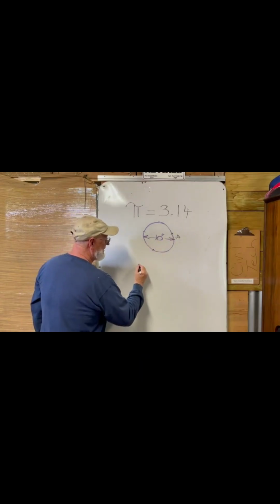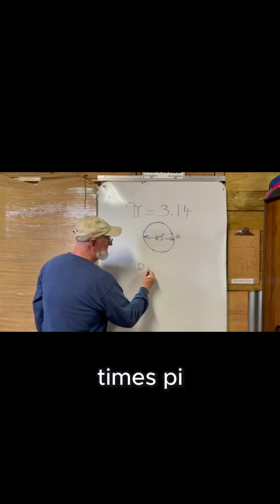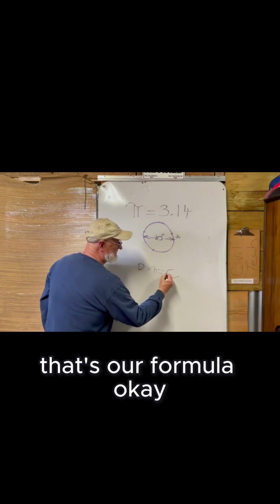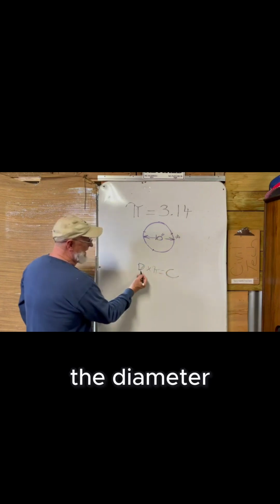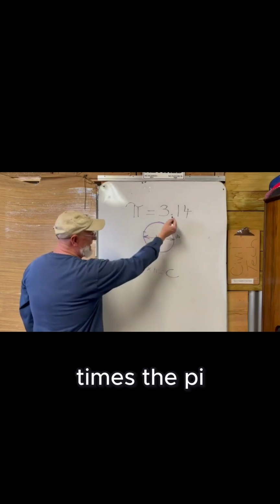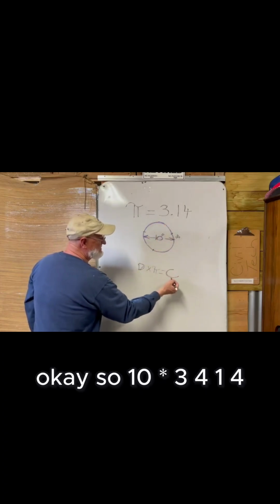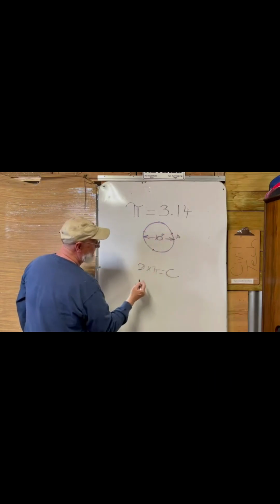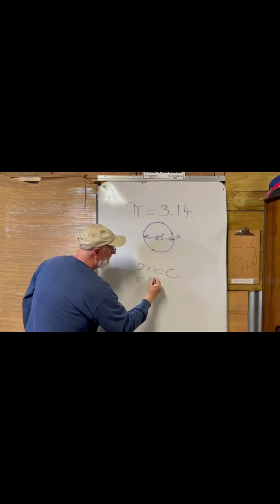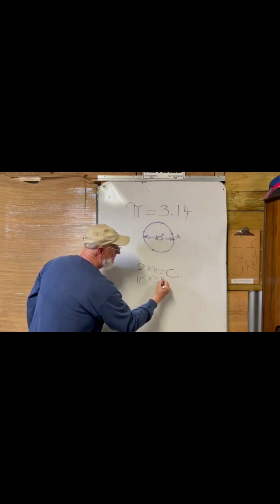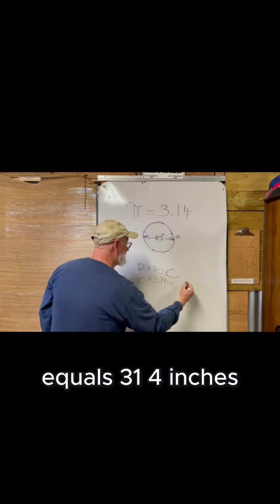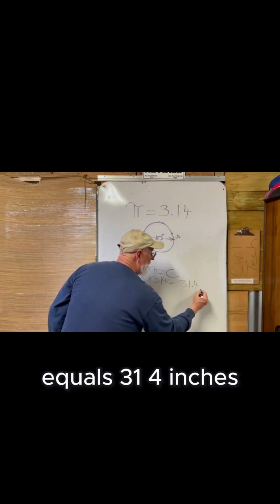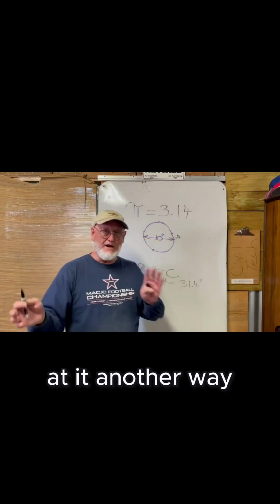So this circle right here, if it is 10 inches in diameter, we'll say D, which is the 10, times pi equals circumference. That's our formula. The diameter times the pi equals the circumference. So 10 times 3.14 equals 31.4 inches.